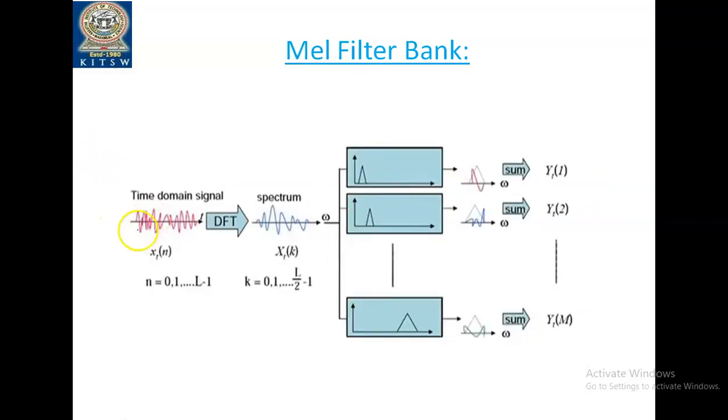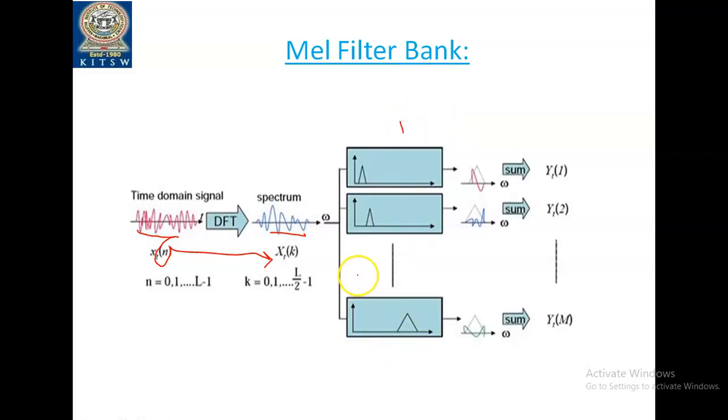So this is a time domain signal, acoustic in nature, and when you apply the DFT method you get the spectrum. So x of n is converted into x of k, and you get several band pass filters. This is the first band pass filter, this is the second one, and so on, up to however many band pass filters you can employ.